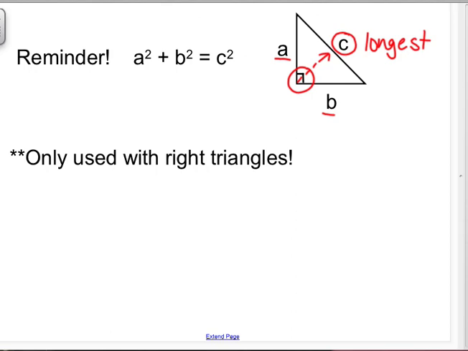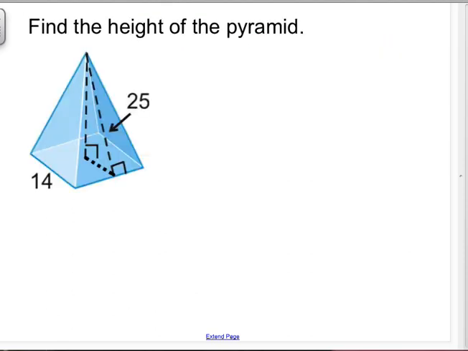So I'm going to teach you how to take this concept of the Pythagorean theorem and how it works for right triangles, and apply it to three-dimensional shapes. So again, we're talking about pyramids and cones and cylinders and things like that. I want you to try to get your eyes ready for finding these right triangles that are kind of hidden within these three-dimensional figures. And here's the first one, so you can kind of get an idea of what I'm talking about.